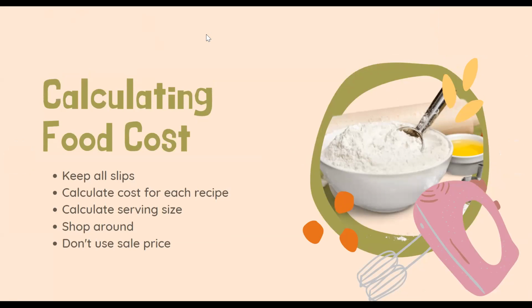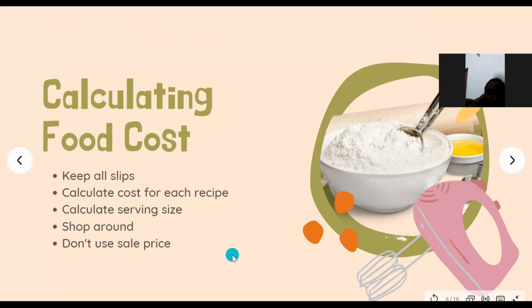We've just gotten going. So we're just talking about how to calculate the cost of the ingredients for a recipe. Right. Okay. So the first thing you need to do is keep all your slips so that you know what everything's costing you. Then you need to work out the cost for each recipe. So let's say your recipe is 100 grams of flour, 200 grams of whatever. You're going to work out for each thing. I'm going to show you a little example of that now.